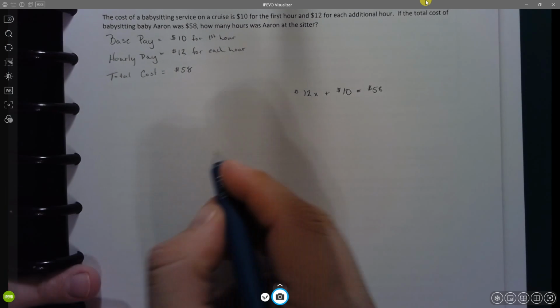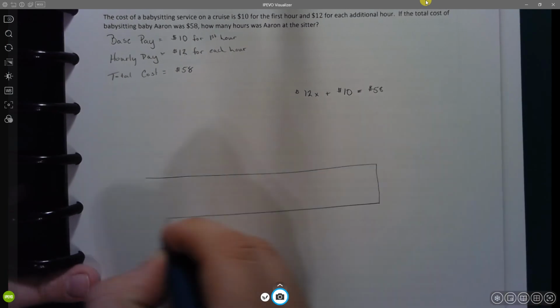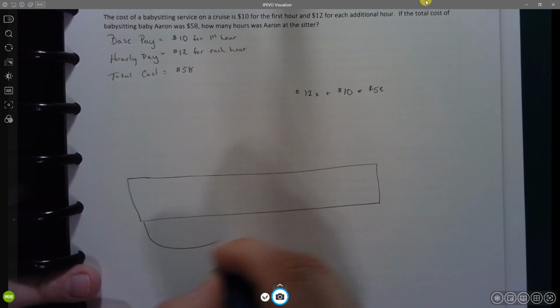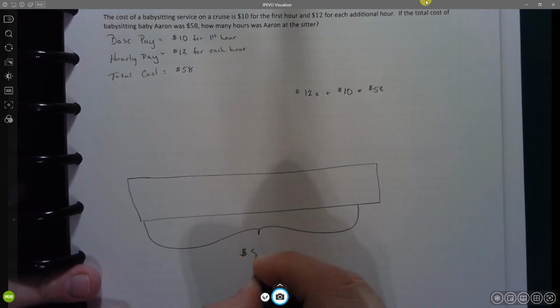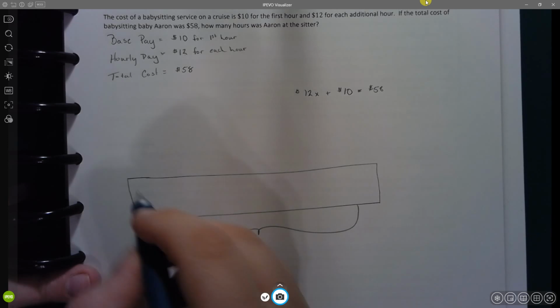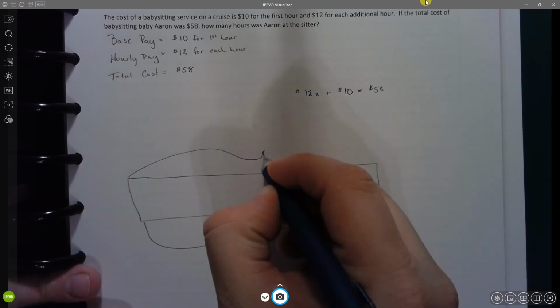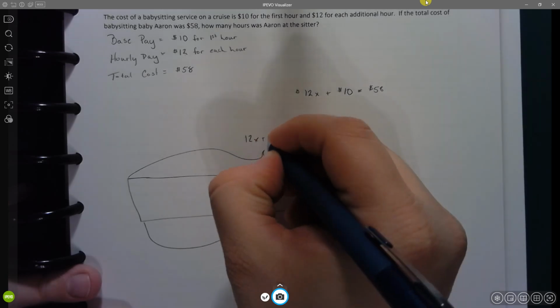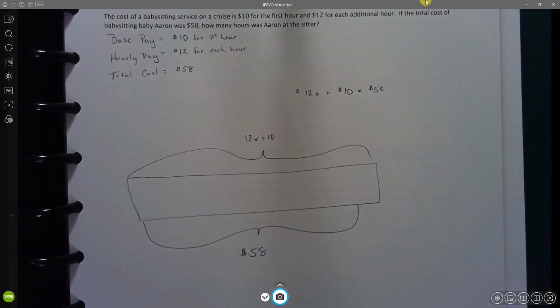So if I made my tape diagram, the total is $58. I know the entirety of the box is 12x plus 10. Now I need to figure out how many hours. How many hours were there? That's what I've got to find out: how many hours did this babysitter actually work. Now we've got ourselves an interesting scenario.